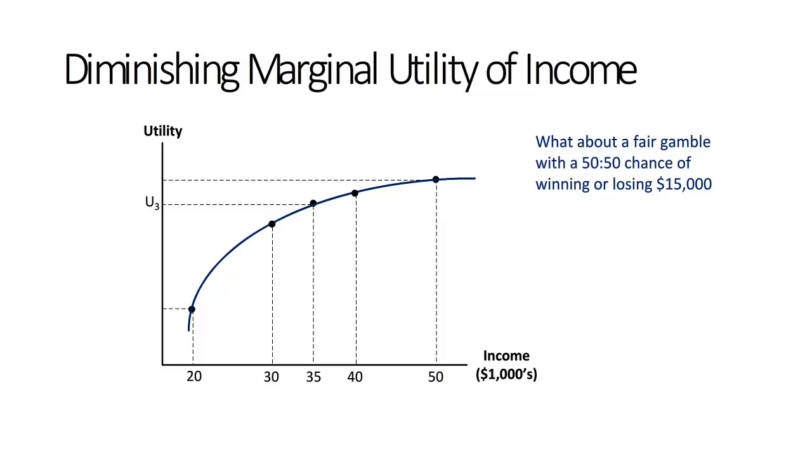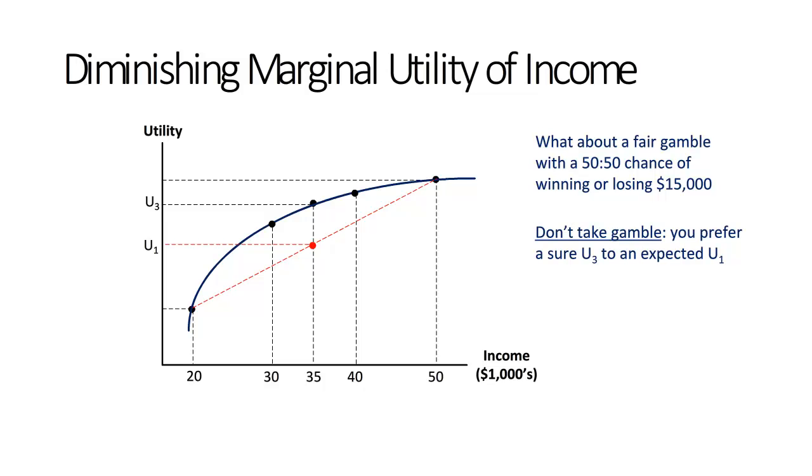Now consider a gamble with a 50-50 chance of winning or losing $15,000. You could end up with $20,000 or $50,000. But the uncertainty leads you to an expected value of $35,000 again. This time the utility is even less than a gamble of $5,000 with an expected value of $35,000. Notice the red dot this time. You would not take this fair gamble either because you can have a certain utility of U3 with a certain income of $35,000. An uncertain income of either $20,000 or $50,000 produces utility of only U1.